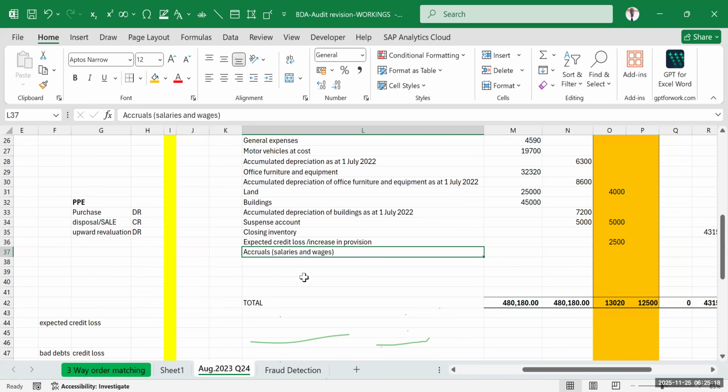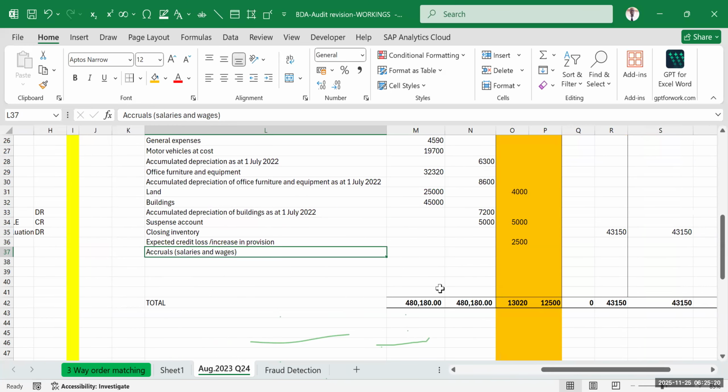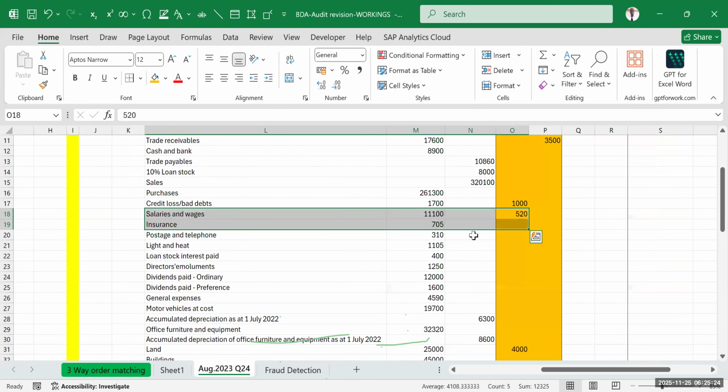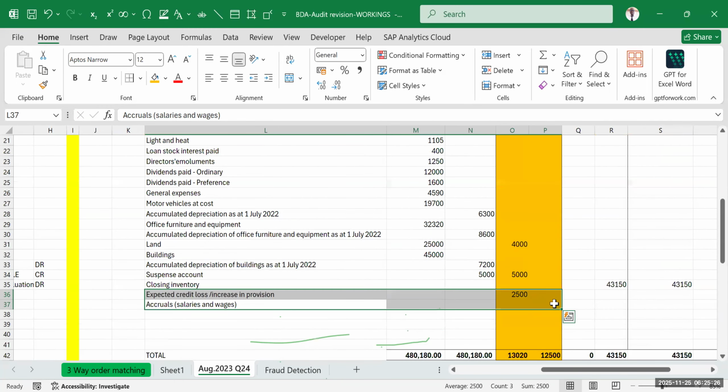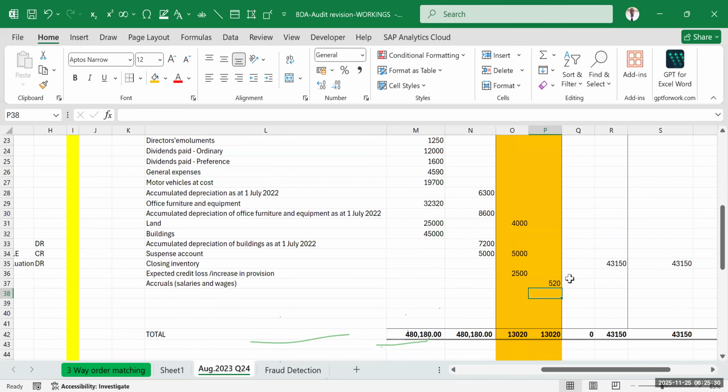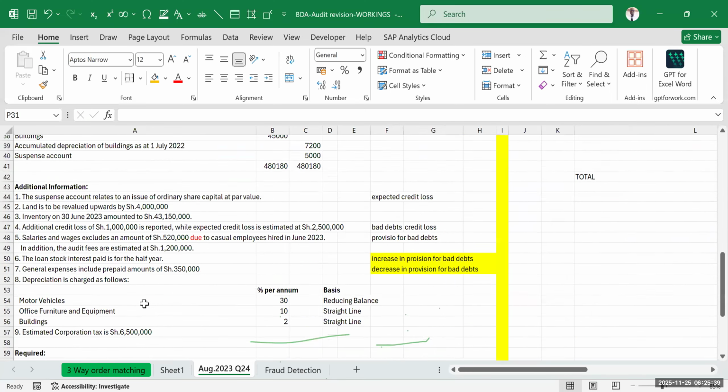So this accrual of salaries and wages, we now go and credit. Remember, we debited salaries and wages. Now we are crediting accruals, and you'll realize that our account will now balance. That entry is complete. Our account is balancing. We go to the next element. And in that note 5, we've not exhausted it.